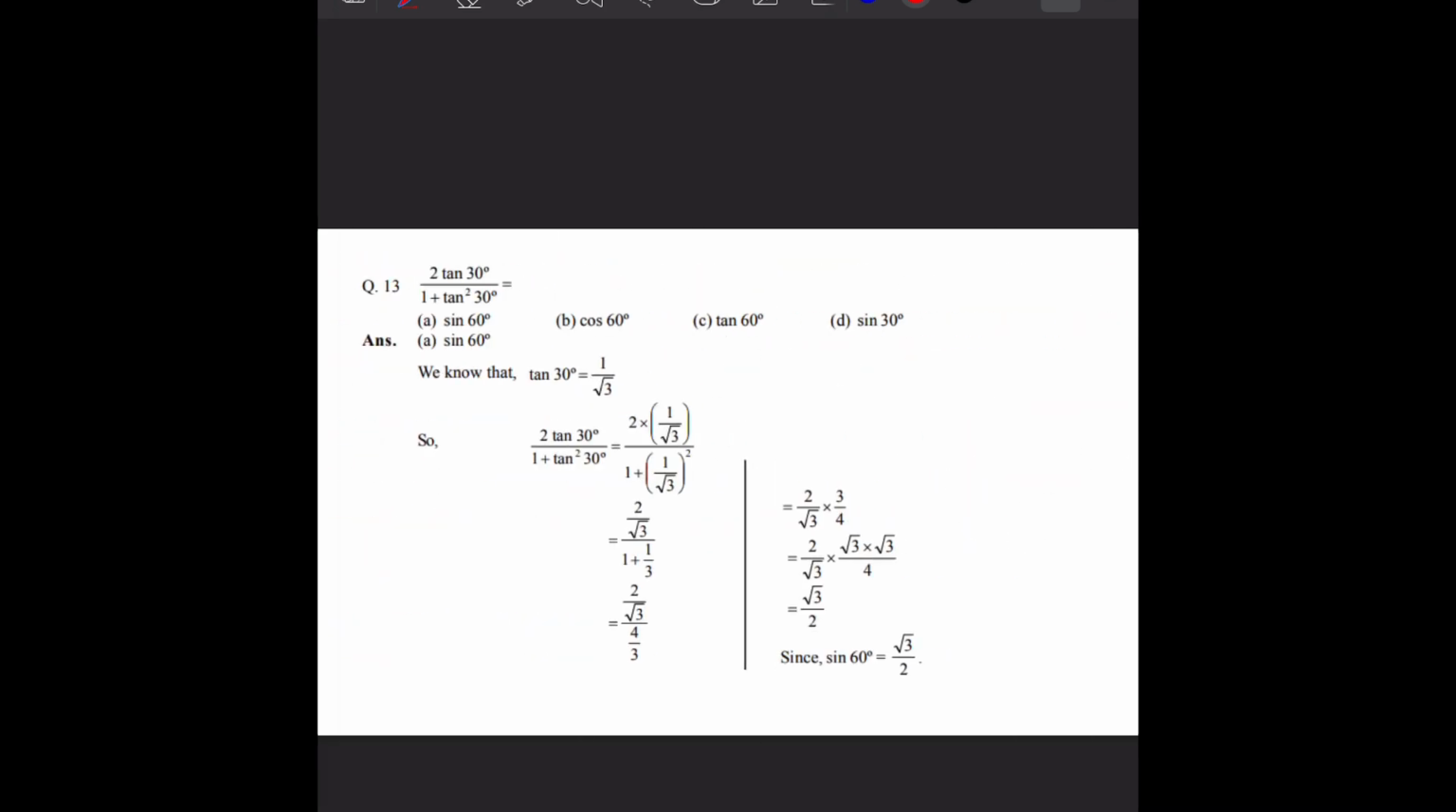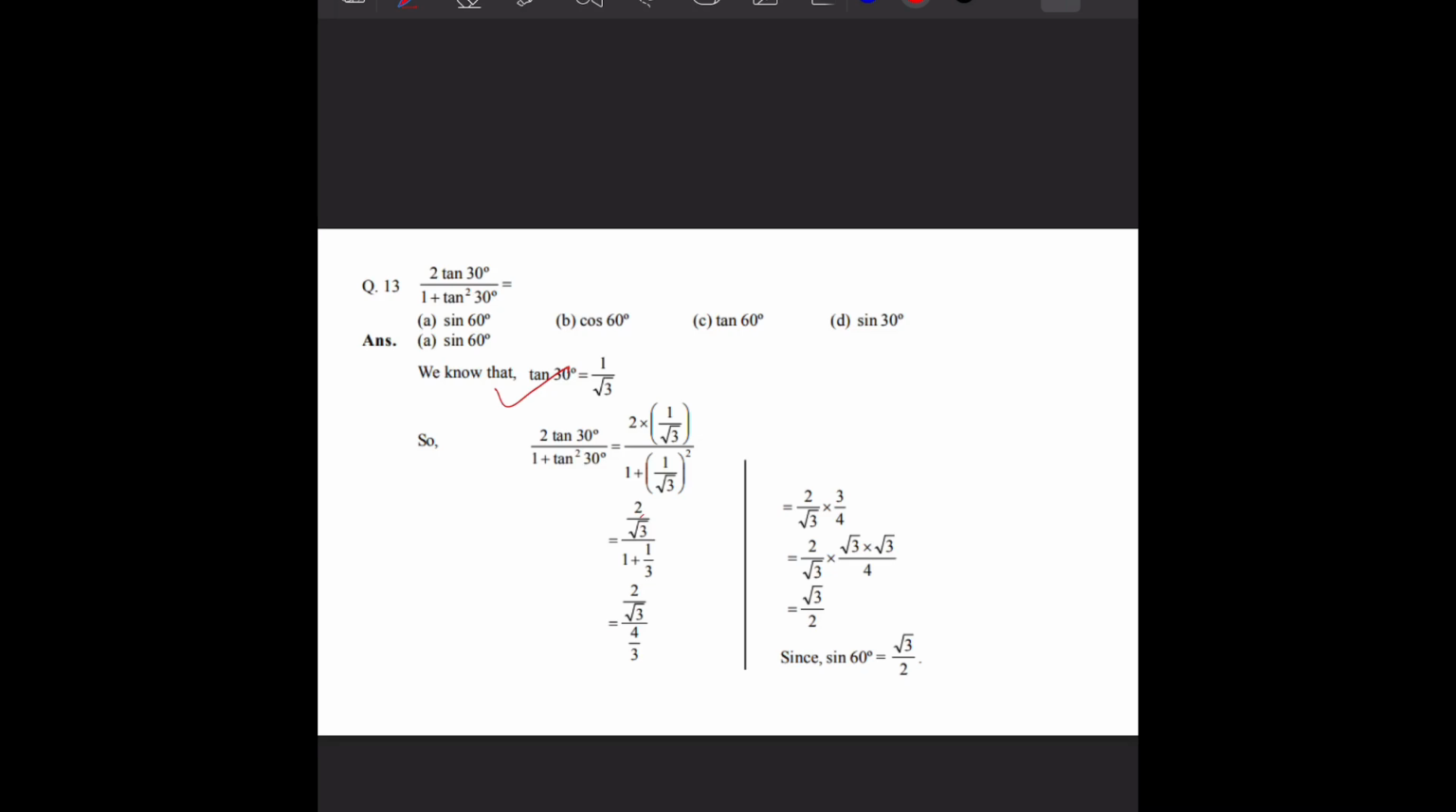2 tan 30 upon 1 plus tan square 30. What is tan 30 का value? We all know tan 30 is 1 by root 3. Put this value in the given equation. 2 into 1 by root 3 upon 1 plus 1 by root 3 square. 2 by root 3. What is 1 by root 3 का whole square? That will be 1 by 3. 2 by root 3 upon 4 by 3.